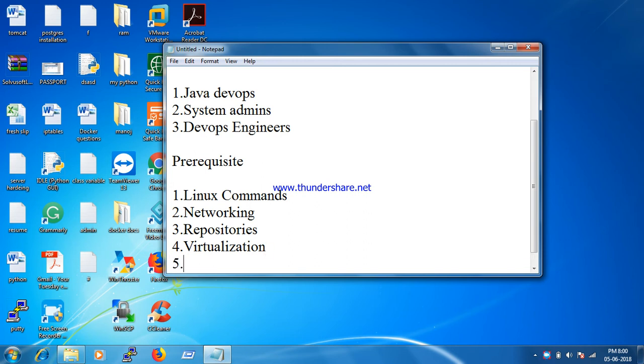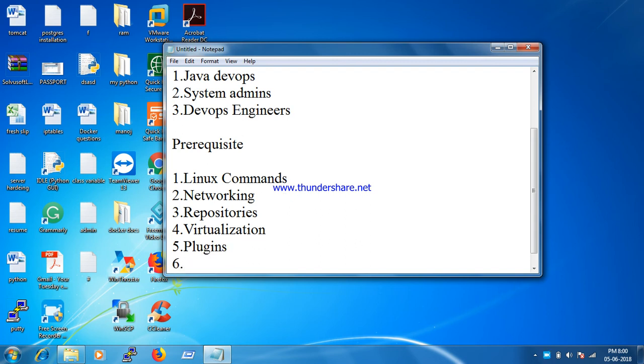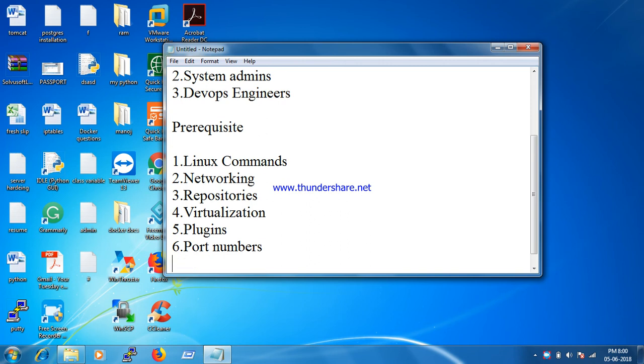Okay, fifth prerequisite would be the plugins. What are plugins? You should have an idea about this. Sixth prerequisite I can say is port numbers. You should have an idea about this also. What are port numbers and which port number is associated with which protocol. Okay guys, so these are some of the prerequisites of this course.